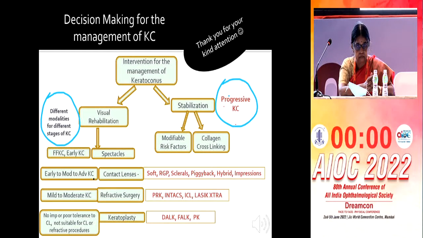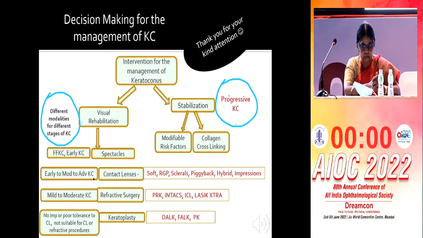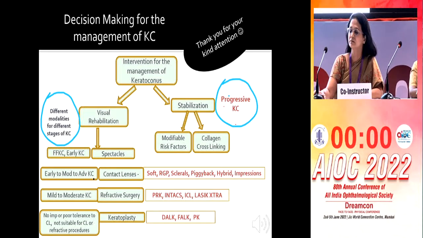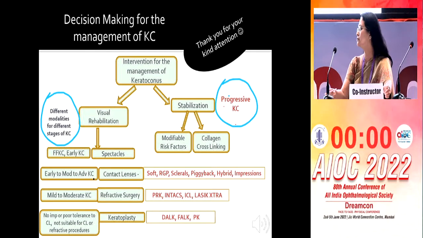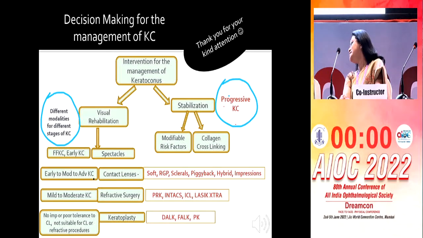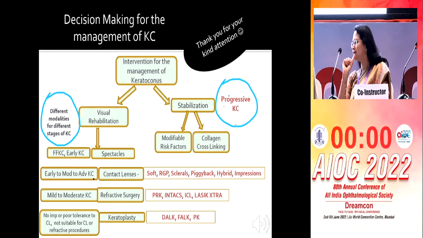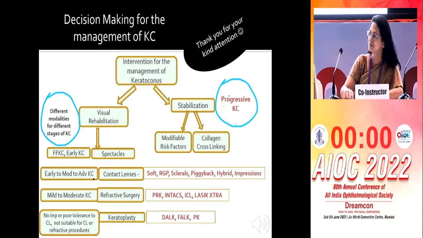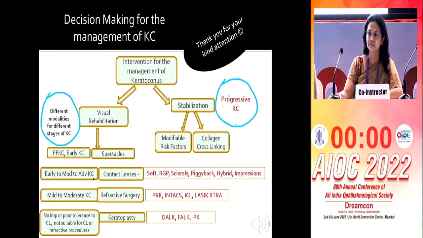So the management of keratoconus starts with the making of the diagnosis, establishing progression, intervening, looking at the outcome of arresting the progression, taking the best decision for optimal visual rehabilitation, keeping in account the patient's requirements, the needs, and what is the best suitable option.